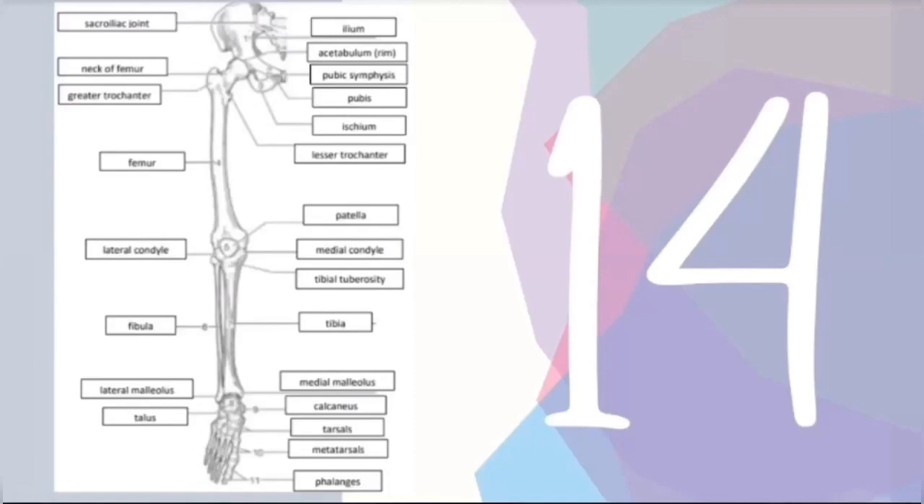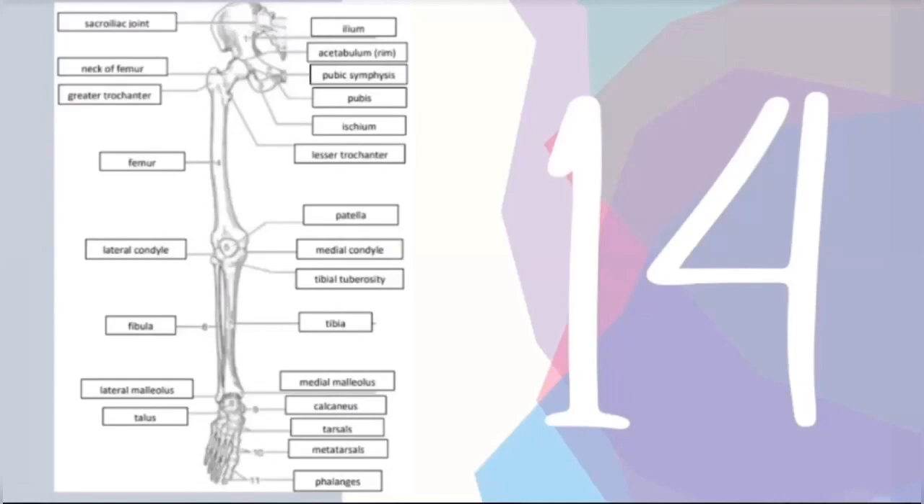Next is the patella. It is the largest sesamoid bone in the human body and is located anterior to the knee joint within the tendon of the quadriceps femoris muscle. The patella plays the following role at the knee joint. Functions primarily as an anatomic pulley for the quadriceps muscle.